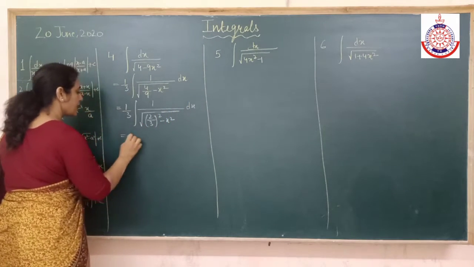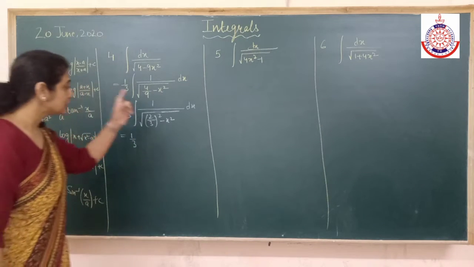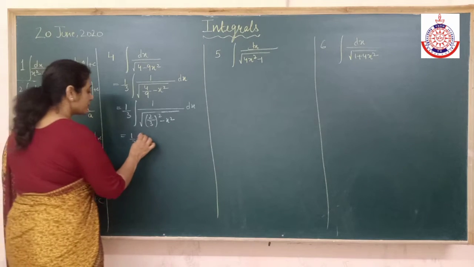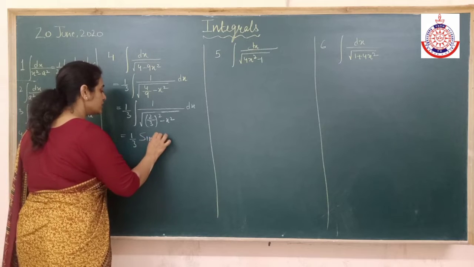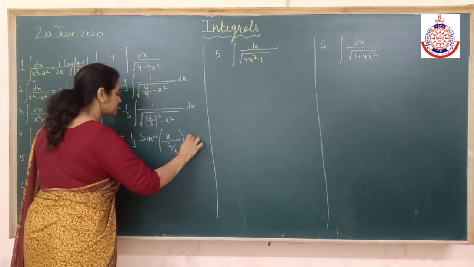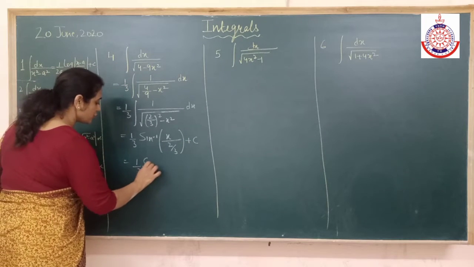dx. Which formula can you correlate it with? It is 1 upon under the root a square minus x square. The last one, 1 upon under the root a square minus x square. What is the integration? Sine inverse x by a. So it will be sine inverse x by a. What is a? 2 by 3 plus c. That's important. You know it by now.